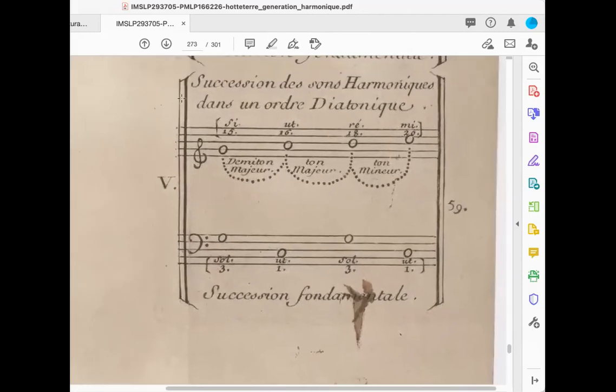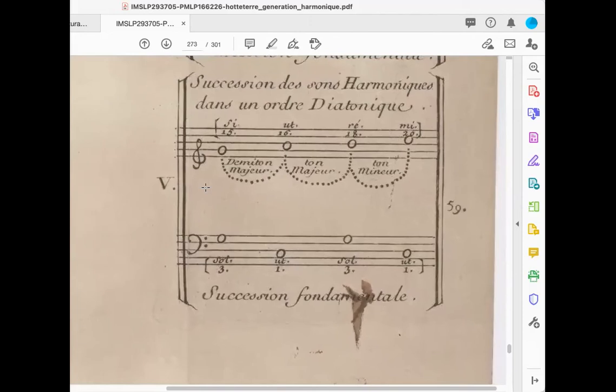But let's just take stock for a minute here and realize that we have generated all the intervals we need in diatonic music from this kind of fundamental note of C, and looking at the harmonic sounds also of its first overtone.